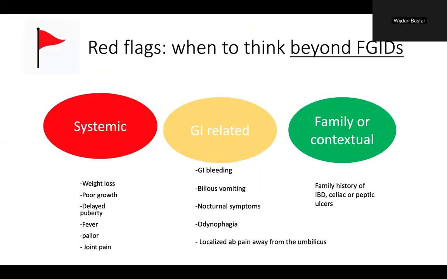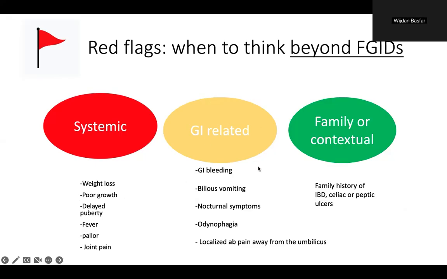Let's talk red flags. When to think beyond functional GI disorders. There are systemic, GI-related, or family-related red flags. Very important to know all of them and to ask about them in the history to rule out organic causes. The systemic: unexplained weight loss, poor growth, very important in pediatrics, delayed puberty, unexplained fever, pallor, joint pain.